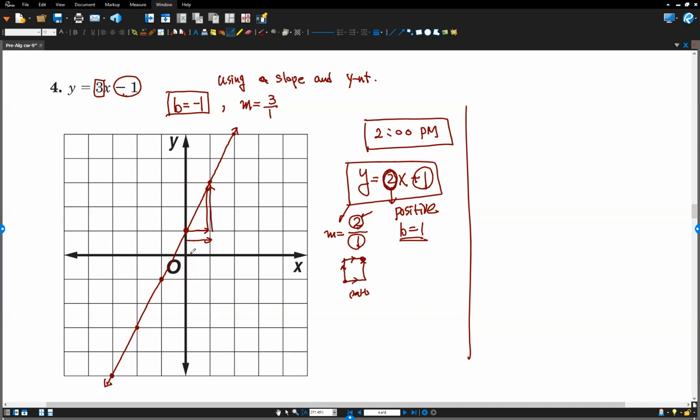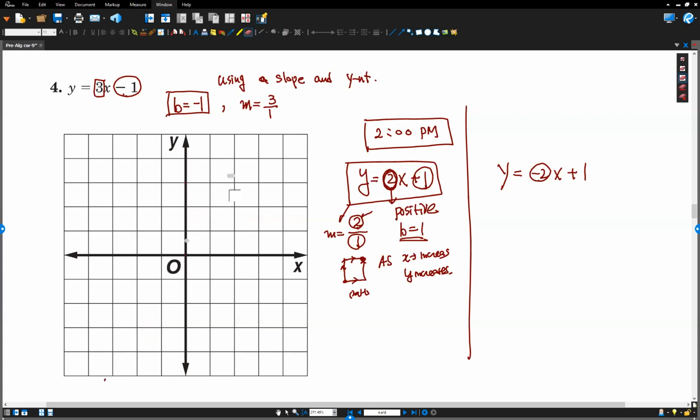What that means? When x is increased, y also increases. That is a positive slope. Now I'm going to graph this one, y equals negative 2x plus 1. Negative 2, that's the slope, and we can see that the slope is a negative number. That's why it is now a negative slope. Anyway, the y-intercept is the same as before.